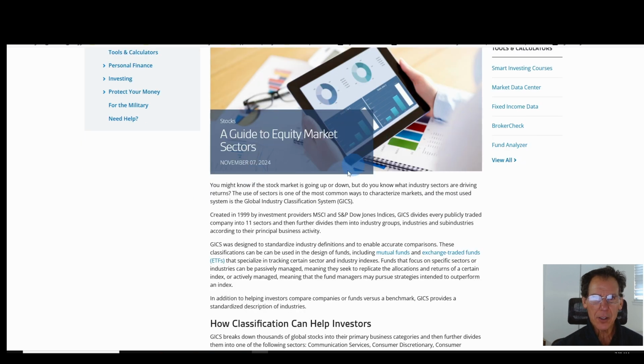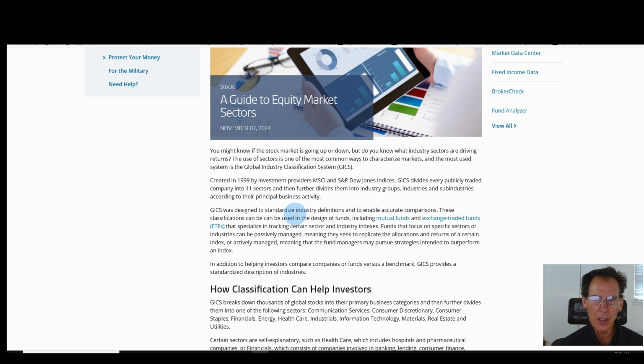Market sectors. You might know if the stock market is going up or down, but do you know what industry sectors are driving returns? The use of sectors is one of the most common ways to characterize markets, and the most used system is the Global Industry Classification System, created in 1999 by investment providers MSCI, that's Morgan Stanley Commodity Index, and S&P Dow Jones Indices.